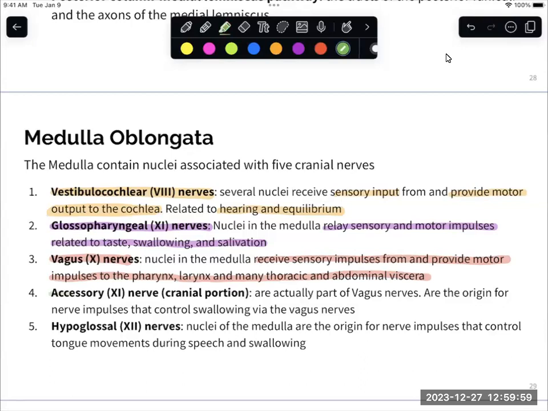We have the accessory nerve, the cranial portion. The cranial portion of accessory nerve controls swallowing through the vagus nerve. There's more that the accessory nerve does. We'll look at it when we get to the cranial nerve portion of this lecture. And then we have hypoglossal nerves. They control tongue movement during speech and swallowing.